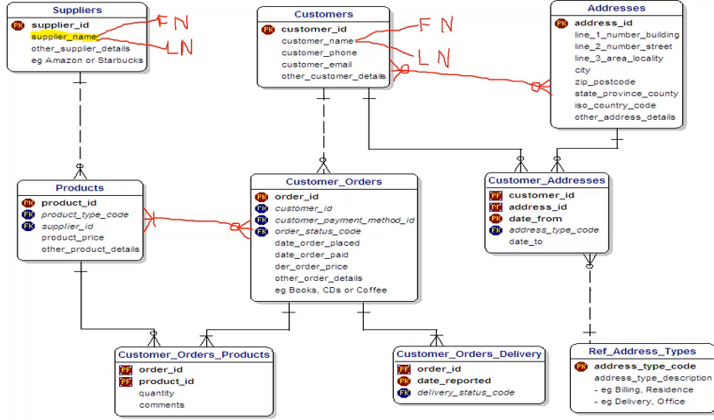In customer underscore addresses, we have one foreign key which is address underscore type underscore code, which is the primary key of reference underscore address underscore type. As of now, we have covered all the tables in the example.